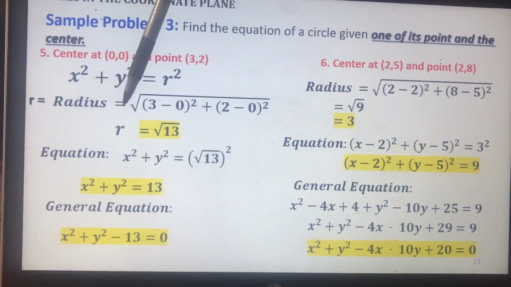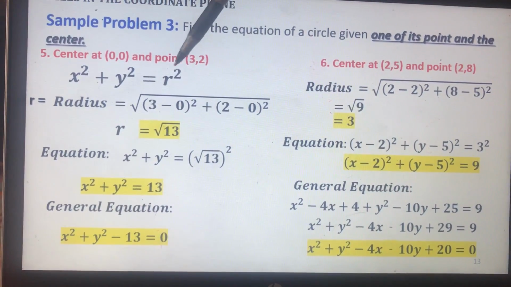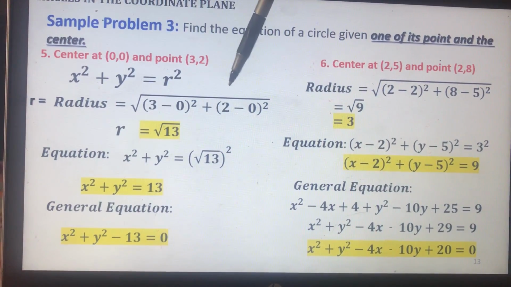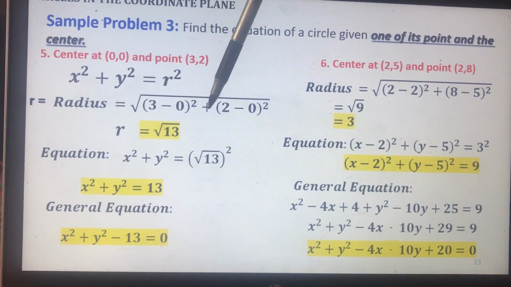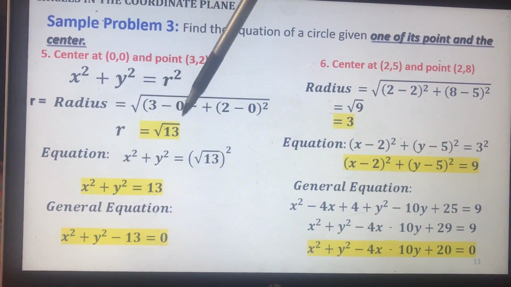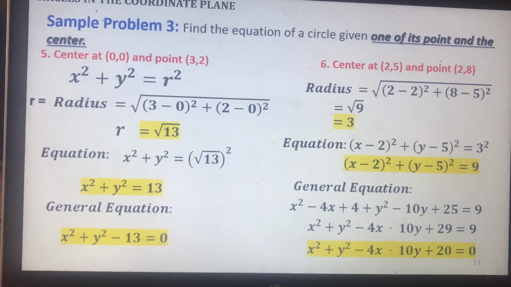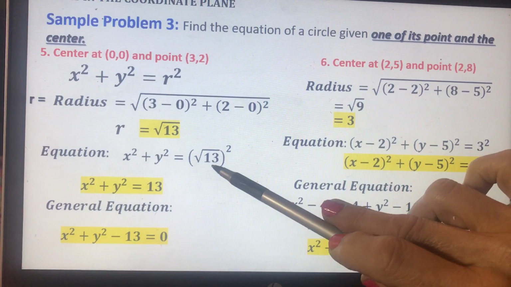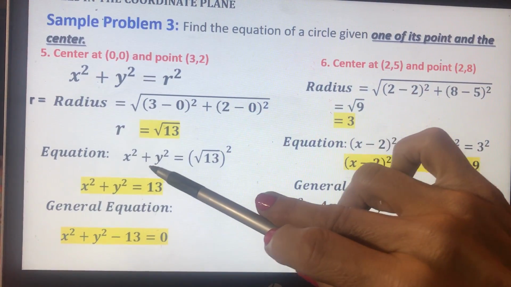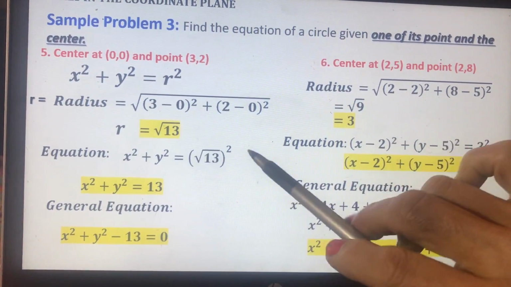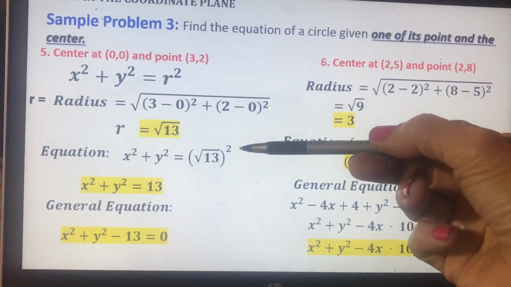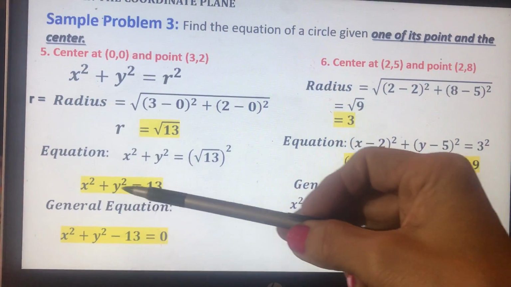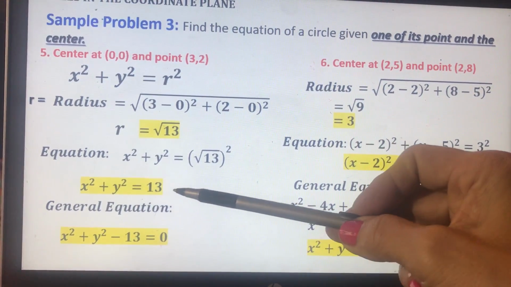We're looking for r. We simply plug in the values. So r, which is the radius, is going to be equal to what? The square root of (3 minus 0) squared plus (2 minus 0) squared. That's going to be equal to the square root of 3 squared plus 2 squared, which is the square root of 13. So r is equal to the square root of 13. When we plug it into our initial equation, x squared plus y squared equals the square root of 13 squared. What does the square do when you have a square root? It cancels it out. So our equation is x squared plus y squared equals 13.